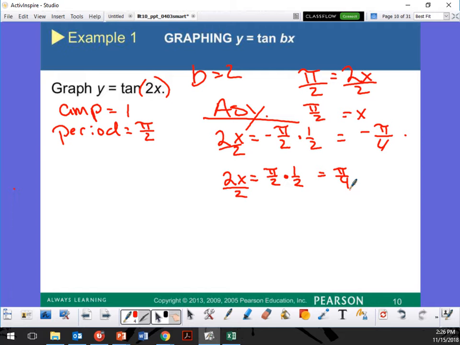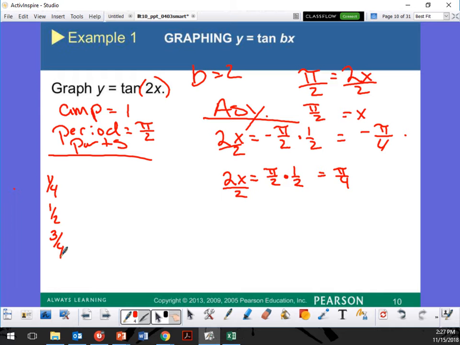All right, so I know I'm starting my parts. I'm going to be starting at negative pi over 4, right? Yes. So I want to know a couple things. I only need to know 1/4, 1/2, and 3/4. Because what is my first one? Negative pi over 4. At negative pi over 4, it's going to be an asymptote.